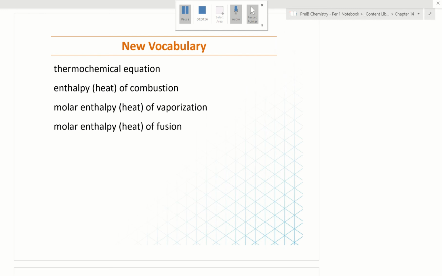Some new vocabulary here: thermochemical equation, enthalpy of combustion, molar enthalpy of vaporization, and molar enthalpy of fusion. So these are some new ideas that we'll get into as we go through this.